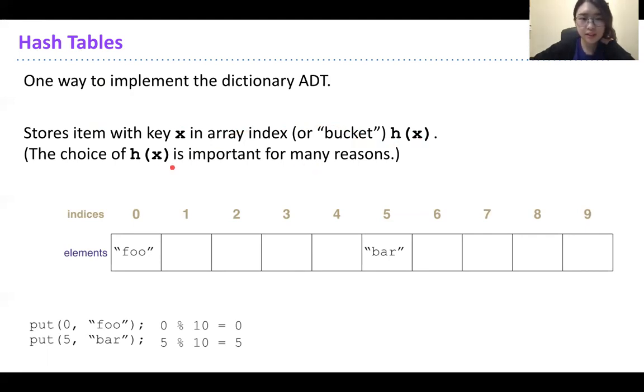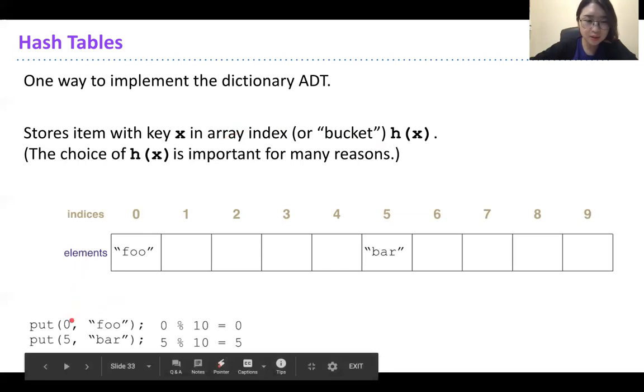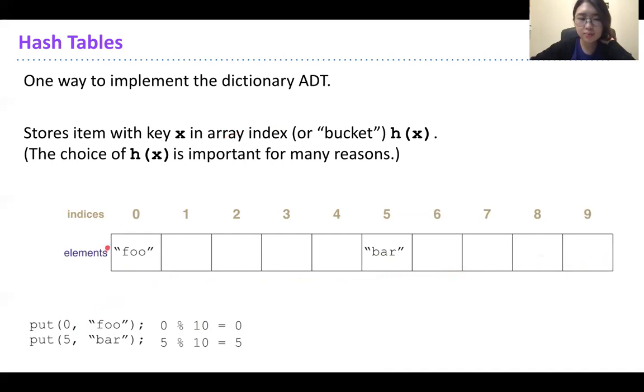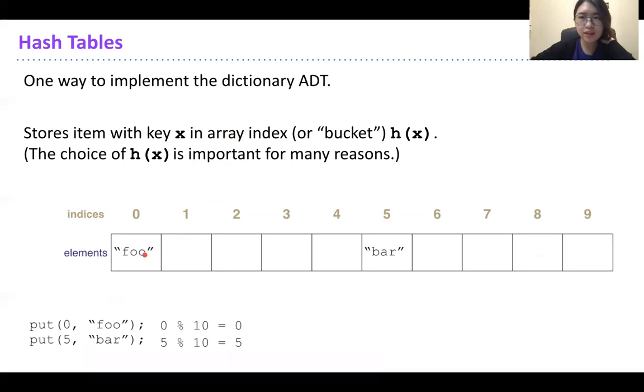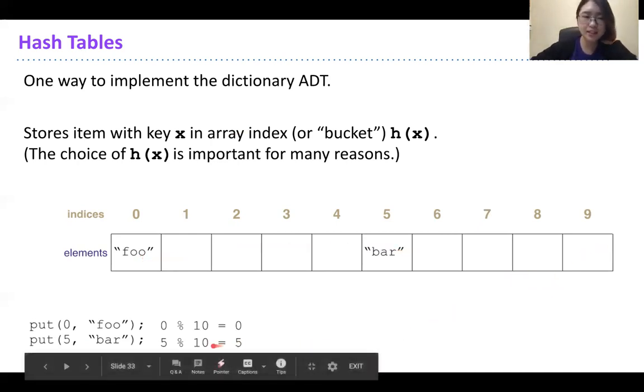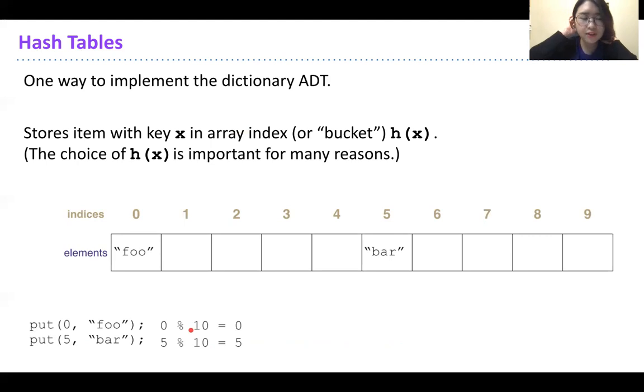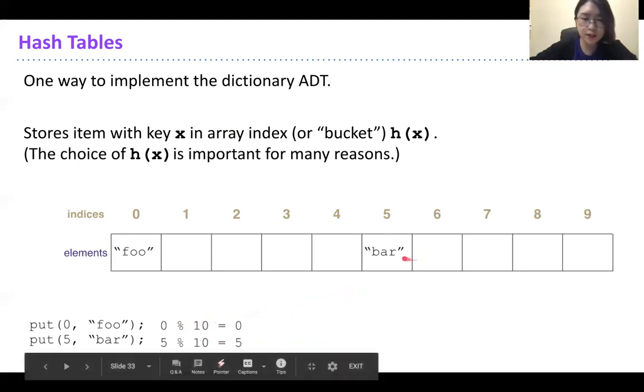The choice of h of x is important for many reasons, and we are going to explore why it matters throughout different problems. You can see that put 0 goes at index 0, so 0 mod 10, by the length of the array, is placed at 0. Remember that the array indices start from 0, so because of 0 indexing, the length is like 9 plus 1, which is 10 in this case. And we know that 5 mod 10 is equal to 5, so the value is here.